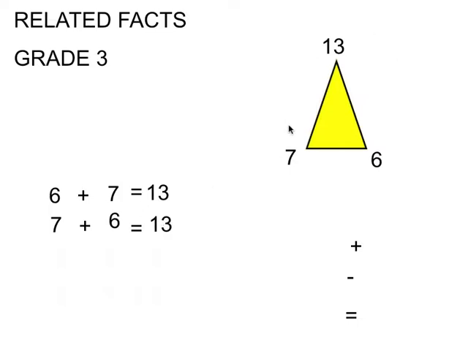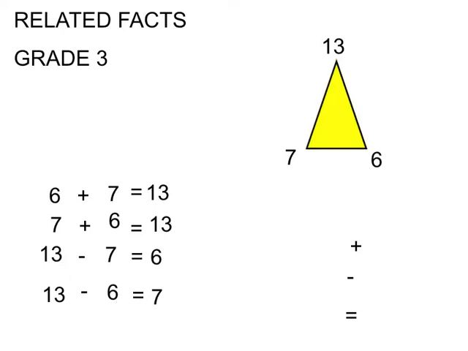But it doesn't stop there. With these same 3 numbers, I can use a subtraction sign. If I go 13 minus 7, that will equal 6. So I'm using the same 3 numbers. I'm just putting them in a different order. I'll show you a little trick in a second. And likewise, if I switch these 2 numbers, I can get 13 minus 6 equals 7.